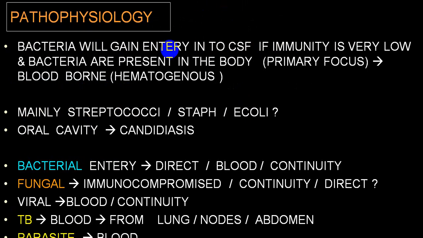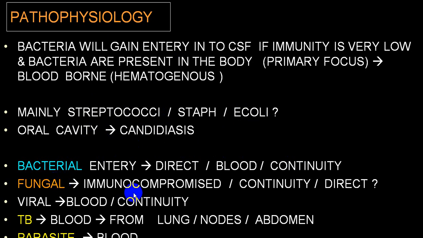Once bacteria gain an entry into the CSF, and if our immunity is very low, bacteria will be entering from a primary focus through the blood-brain route, we call hematogenous spread. And the commonest organisms we already mentioned: streptococci, staphylococci, and E. coli, if it is from the GI tract or urinary tract infection, etc. In the oral cavity, you can have candidiasis also, which can enter. Once the bacteria can enter either by the direct route, or by a bloodborne route, or by means of continuity.